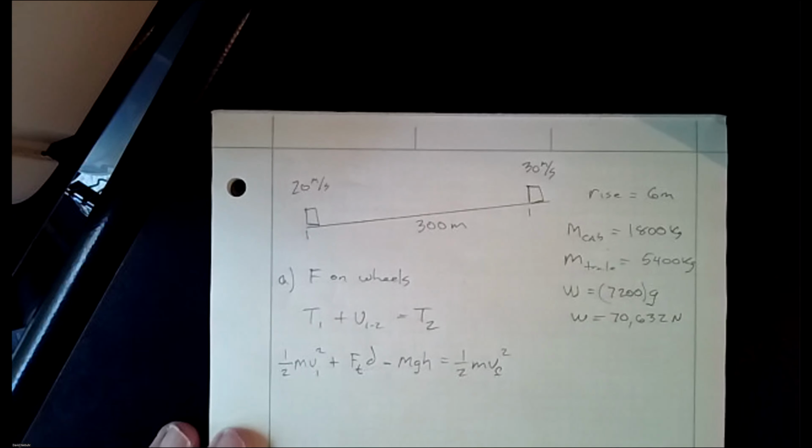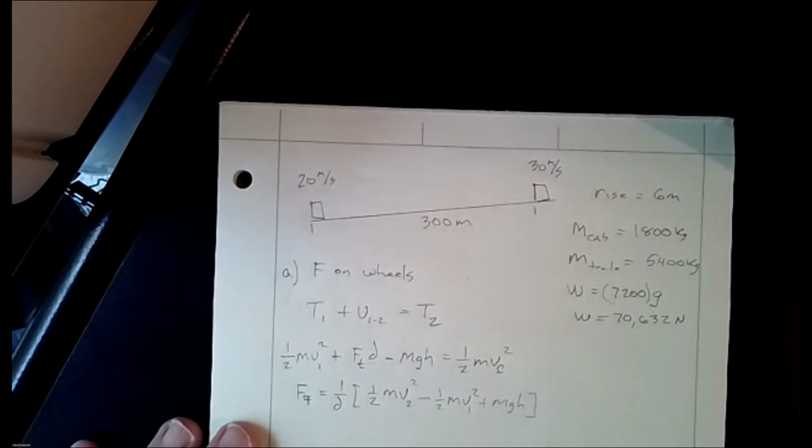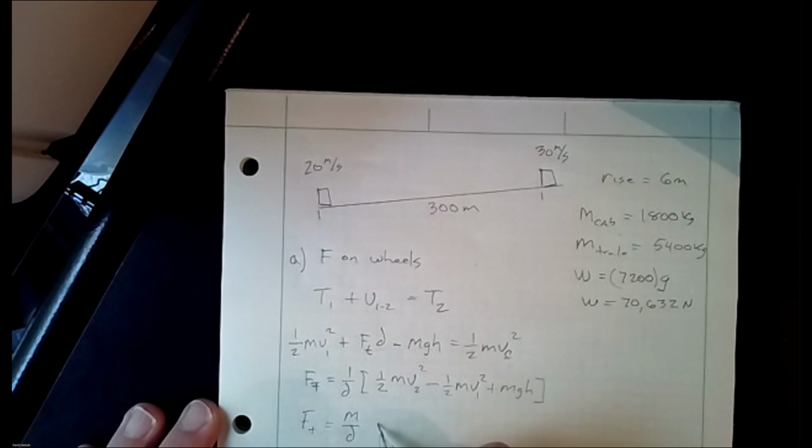So then it's just a matter of doing the algebra. And so if we simplify, we get the force of the truck equals, and I just factored out 1 over distance, and that's going to be 1/2 mv2 squared minus 1/2 mv1 squared plus mgh. All right. And so then we can also factor out m. So we get force on truck equals m over d, and then 1/2.